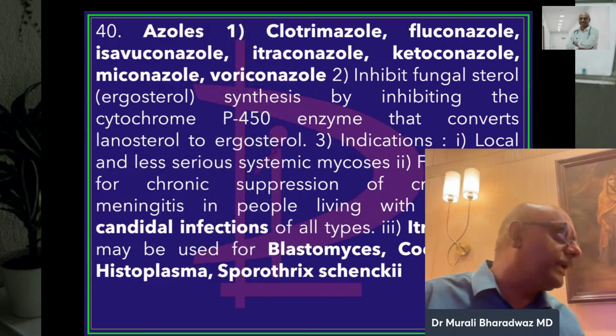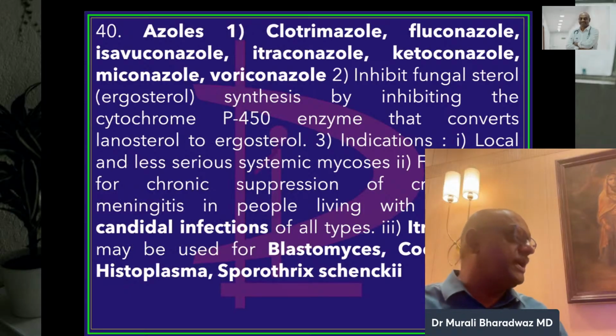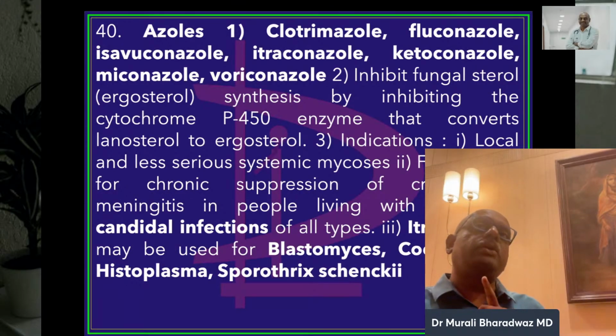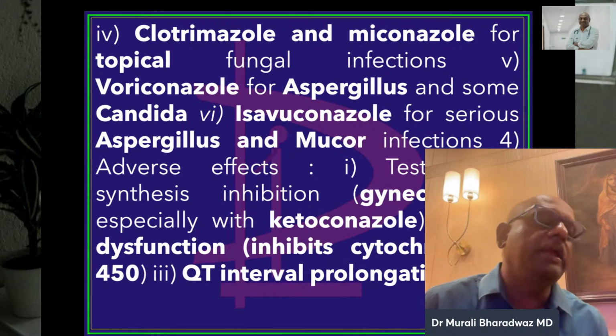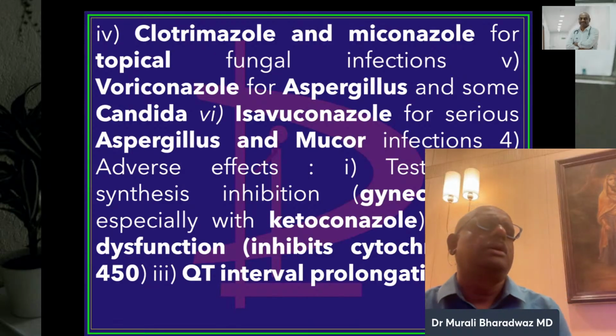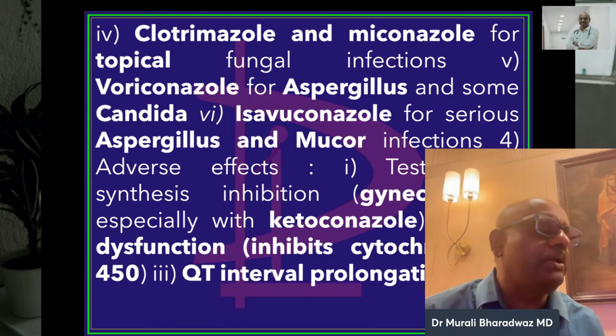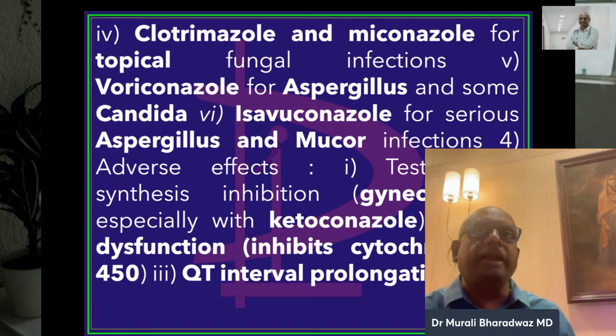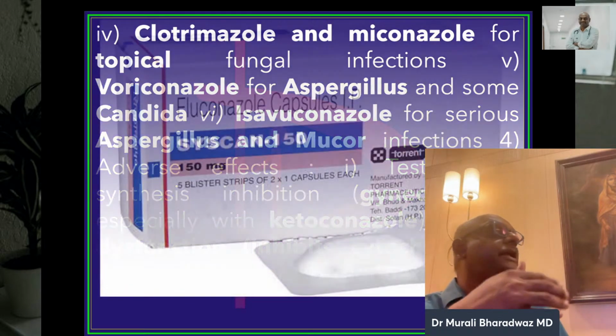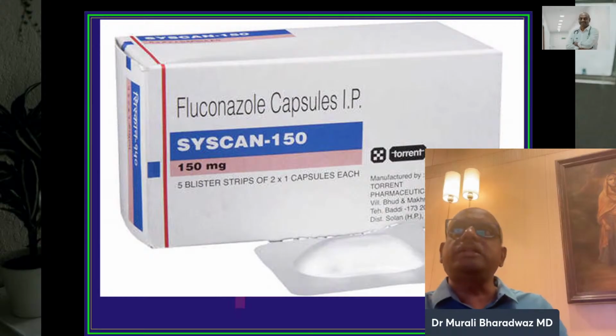Liver dysfunction: commonly we use fluconazole to treat this, under the brand name Syscan 150 milligram. But we need to also be careful that it can lead to liver dysfunction. Any patient on long-term fluconazole, we need to evaluate LFT. And azoles can lead to QT interval prolongation.